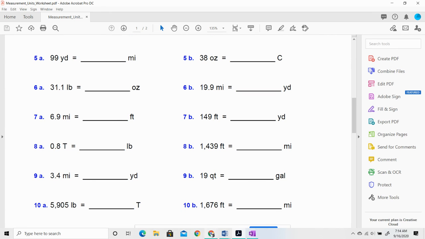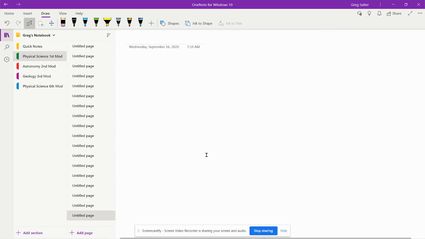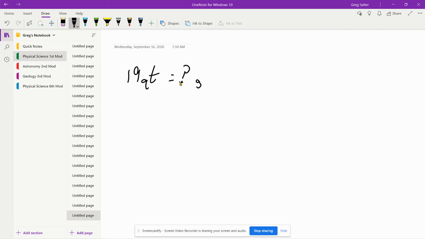19 quarts equal how many gallons? All right, 4 quarts equal 1 gallon.